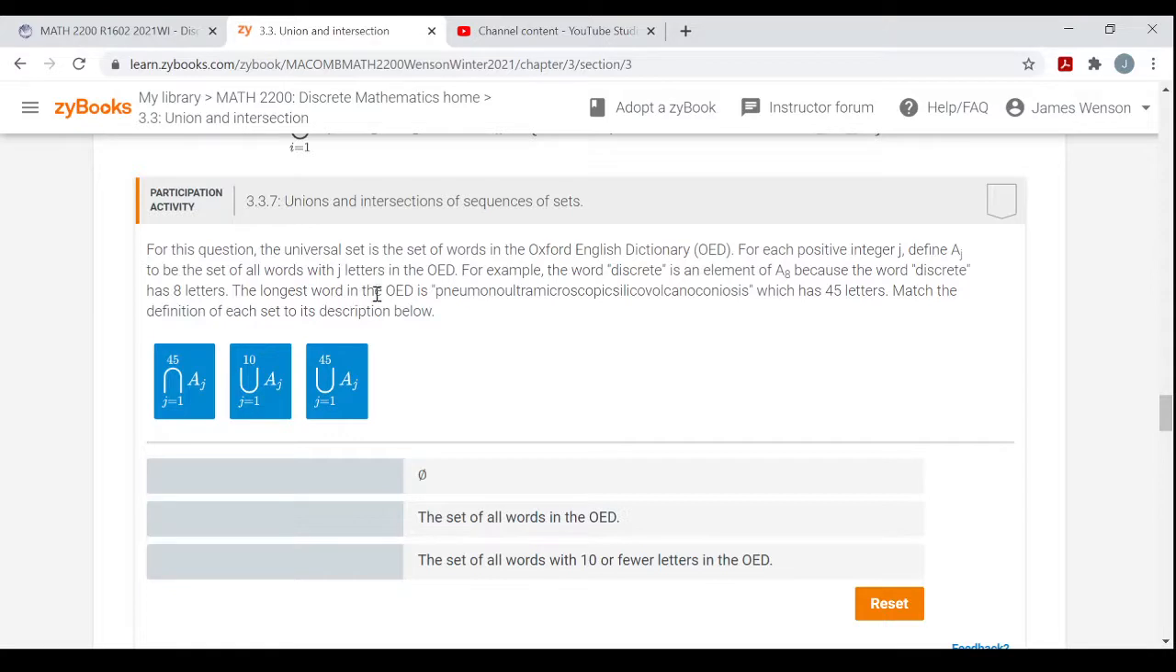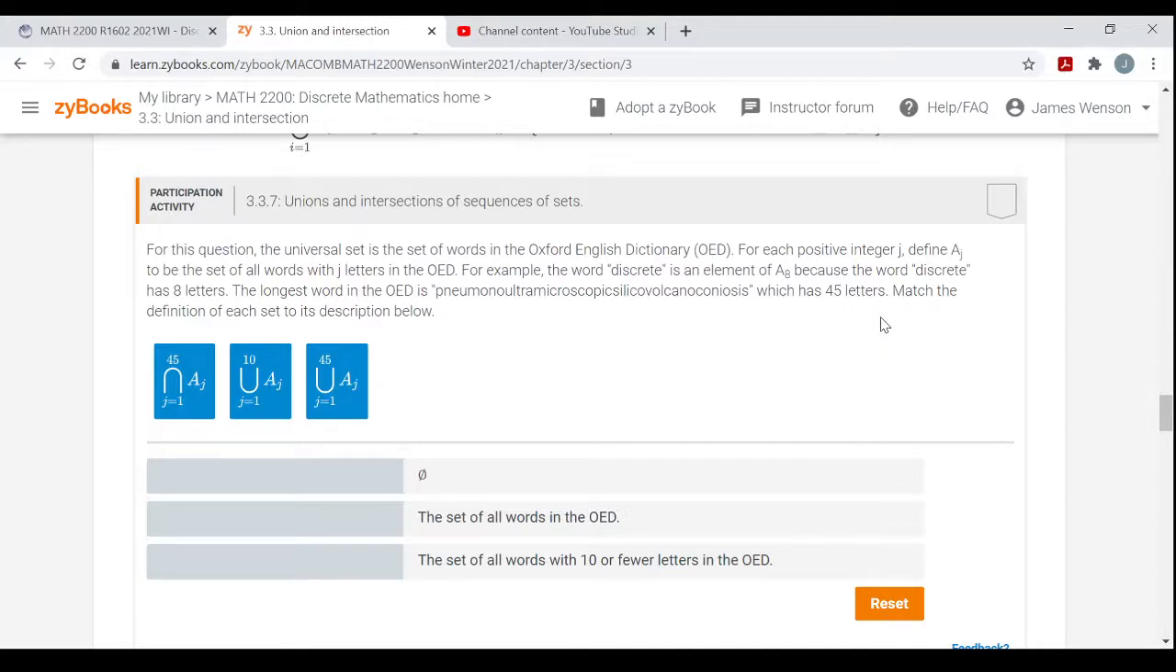The longest word in the Oxford English Dictionary is this monstrosity here. What is this? Pneumonoultramicroscopicsilicovolcanoconiosis, however you say that, which has 45 letters.